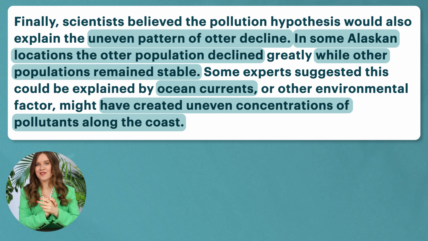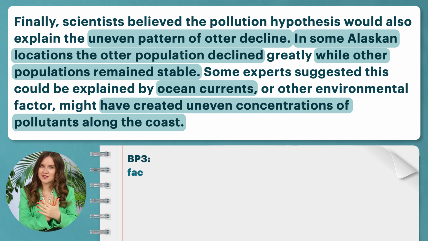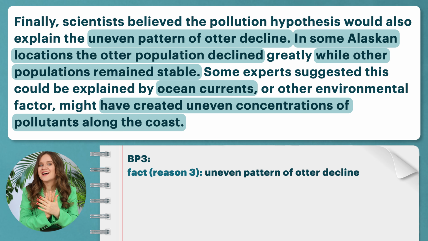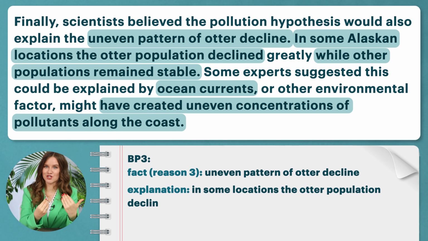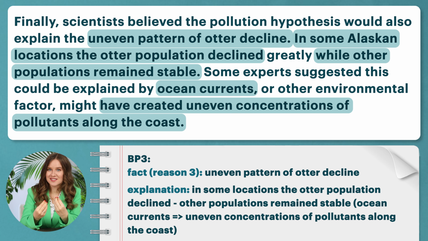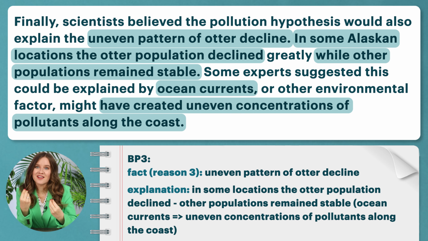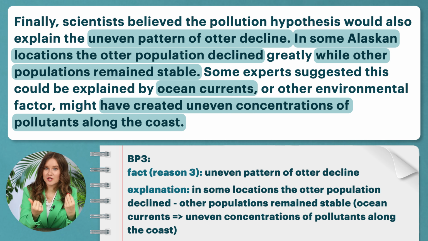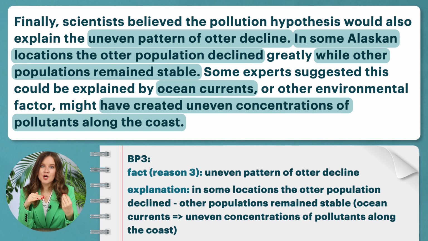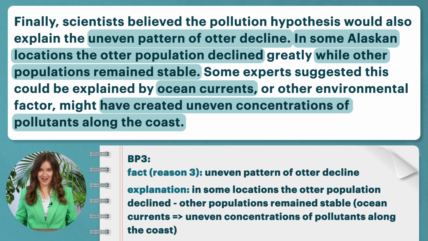Good. These are our notes. Fact, reason 3. Uneven pattern of otter decline. Explanation, in some locations, the otter population declined. Other populations remain stable. Ocean currents, uneven concentrations of pollutants along the coast. Okay, that's it for the text analysis.